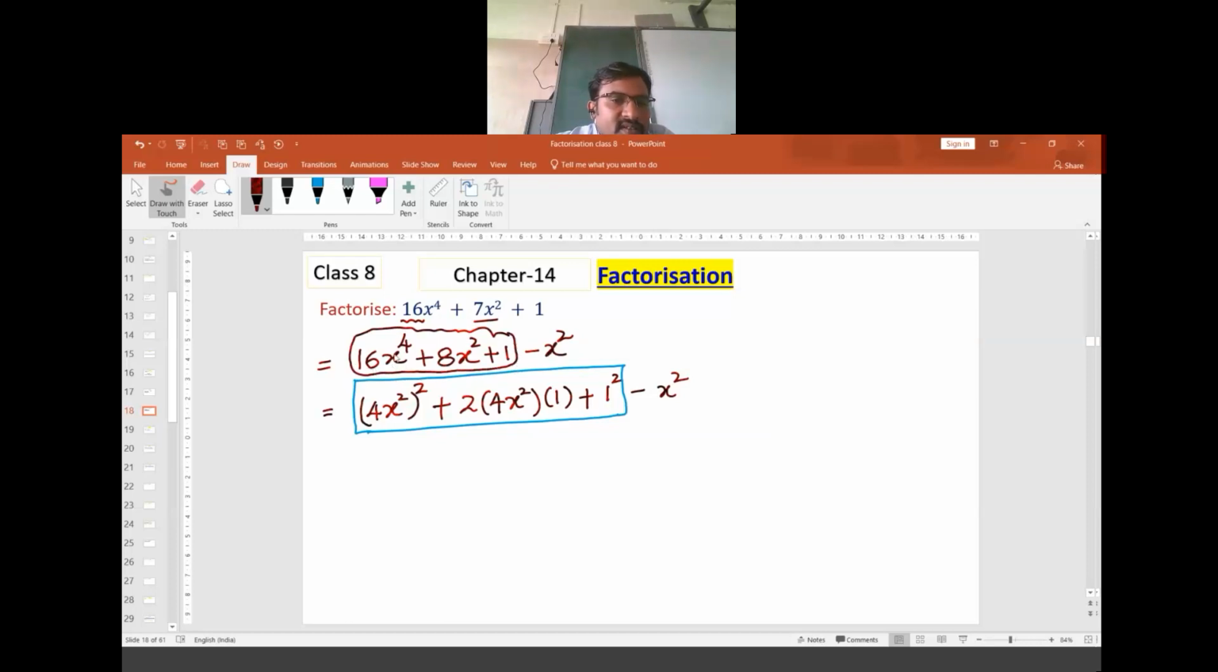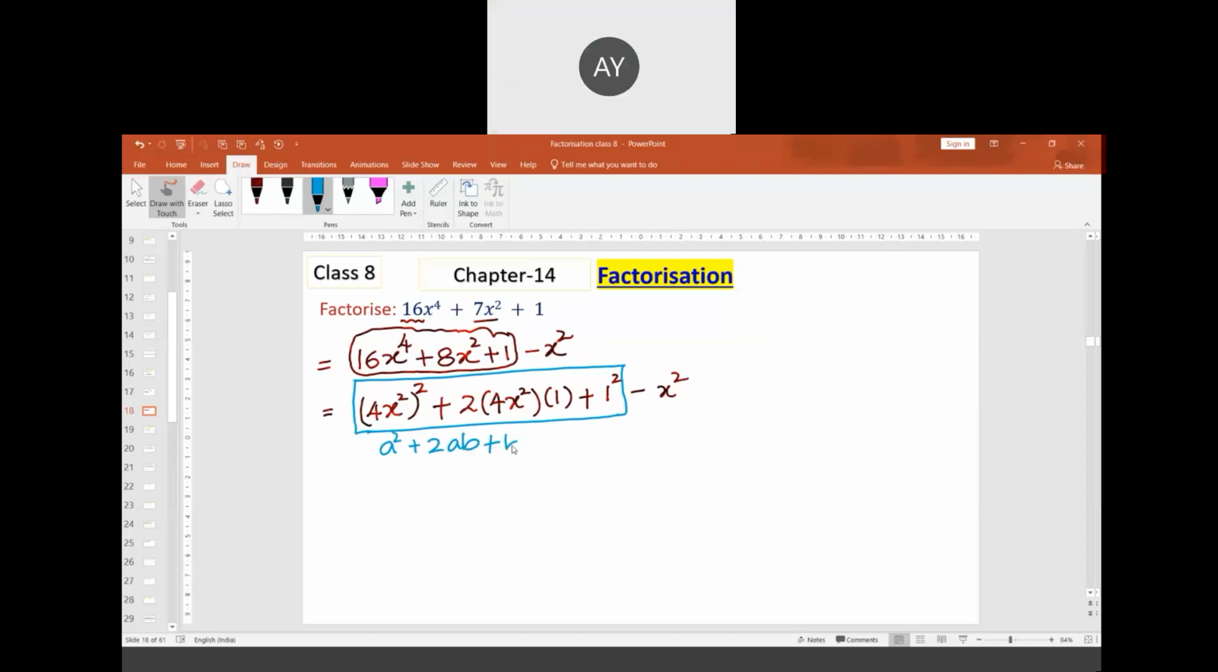Here 16x to the power 4 is obtained if we write it as 4x square whole square. This 1 is the same as 1 square. This middle term is something like 2ab. Now I wrote this so that it becomes of the form a square plus 2ab plus b square. Observe it. A square is 4x square whole square, b square is 1 square, and 2ab is 2 times 4x square into 1. You understood the logic here?